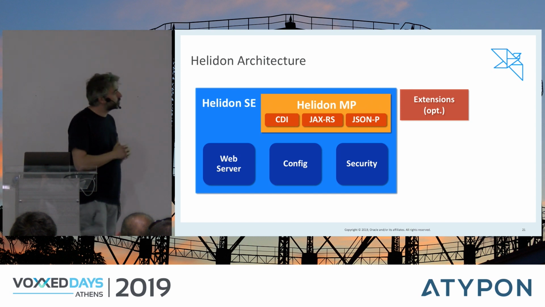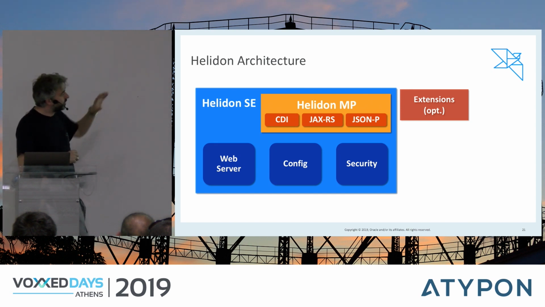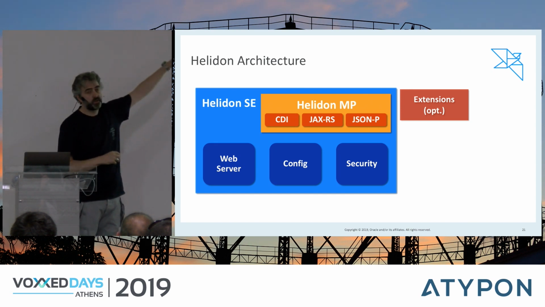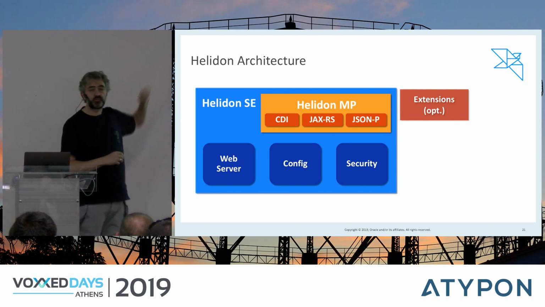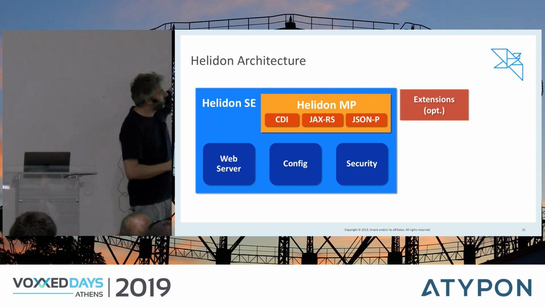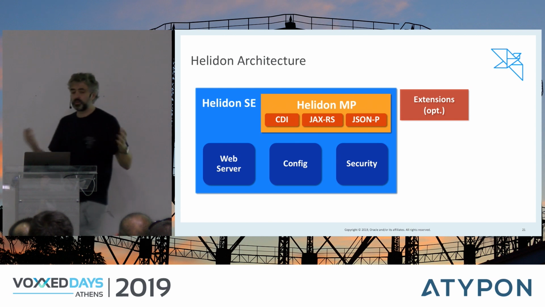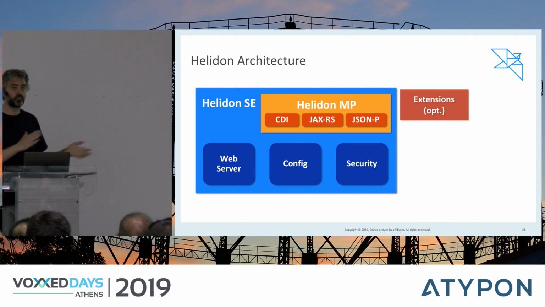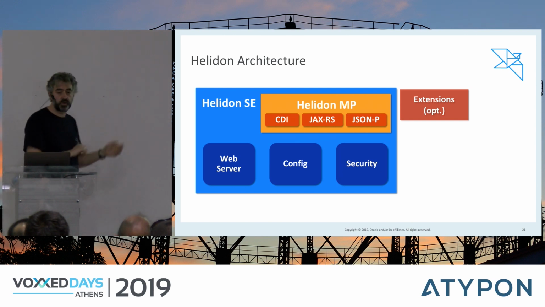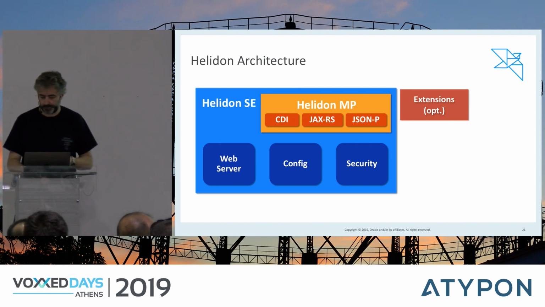So that's the high-level architecture. As I already mentioned, we have Helidon SE, then on top of that we have Helidon MP, but some of the capabilities, some of the APIs that are provided by Helidon MP are also available, if you want, in Helidon SE. A good example is JSON-P and JAX-RS through Jersey. So you can use those in the basic Helidon SE.